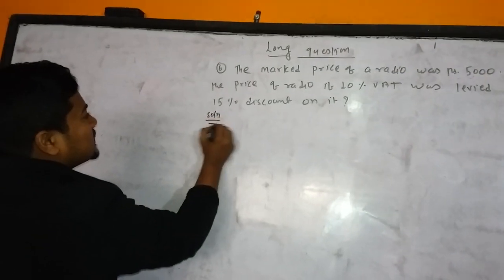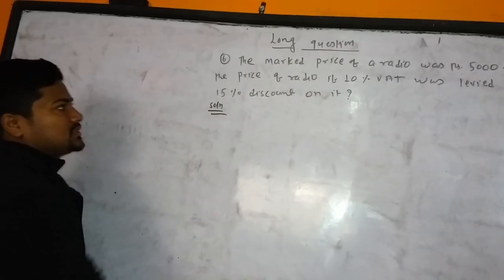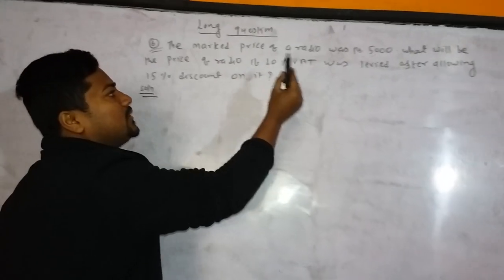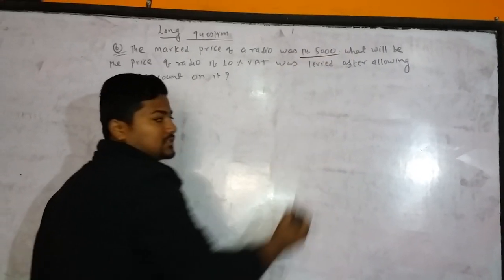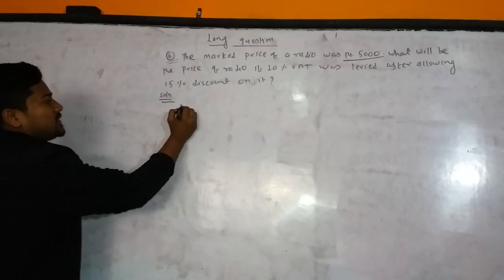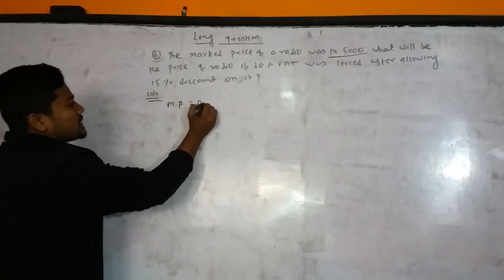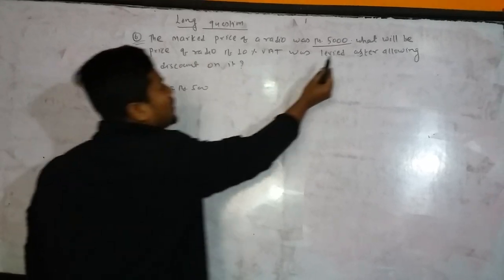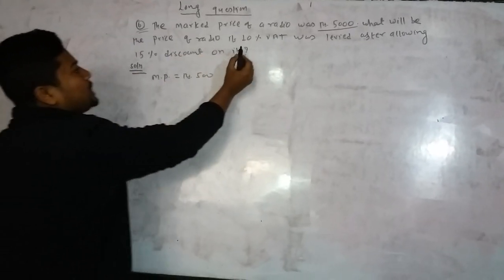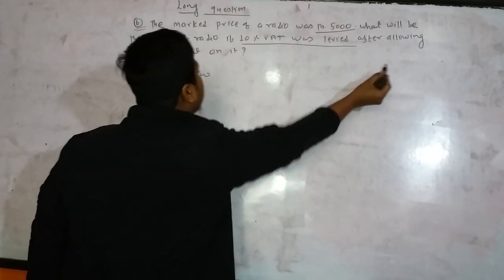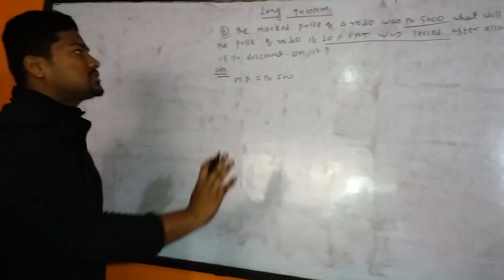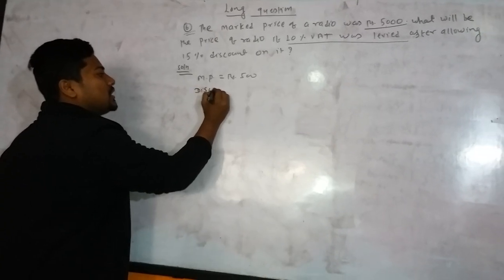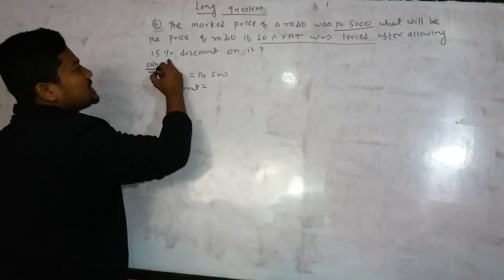Question number 6. So now I'm going to solve long questions here. Question number 6 is like this. The mark price of a radio was 5000. Mark price means MP. MP is what given? Rupees 5000. Okay. What will be the price of the radio if 10% VAT was levied after allowing 15% discount on it? So MP given, then after that what to write? Discount.